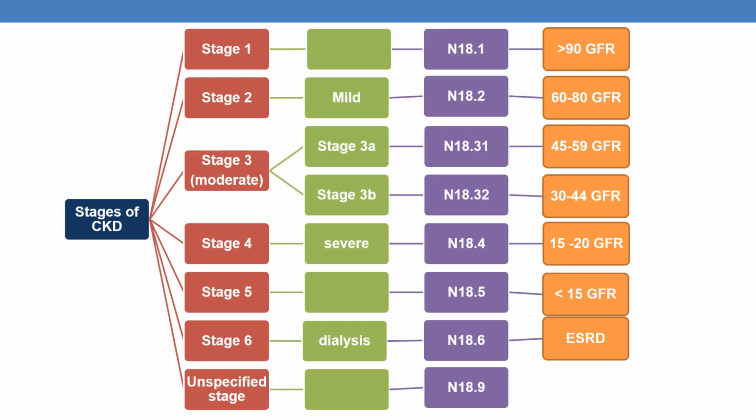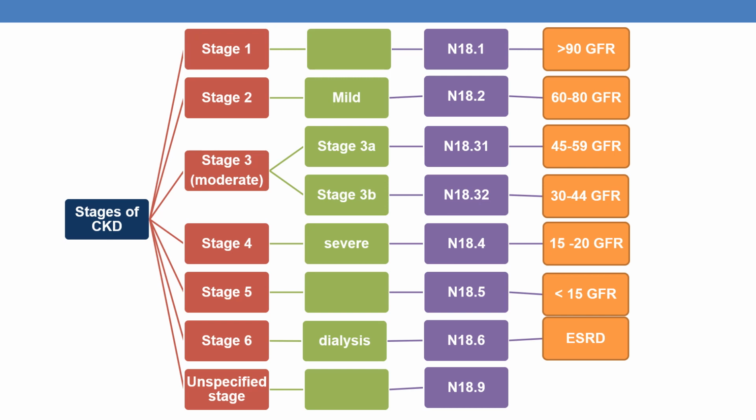Now here are the various stages. Here you can see the various stages of CKD and their specific codes along with their respective GFR rates. According to ICD-10-CM, CKD is divided into stages: Stage 1, Stage 2, Stage 3, Stage 4, Stage 5, Stage 6 and finally unspecified stage. For Stage 1, the code is N18.1 and in terms of glomerular filtration rate, it must be greater than 90.